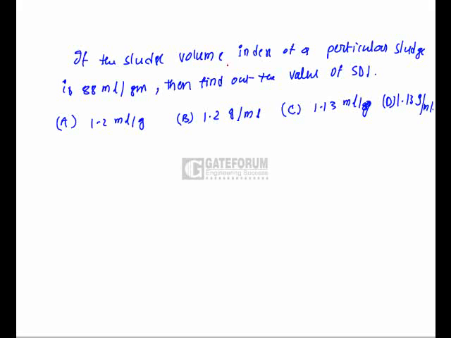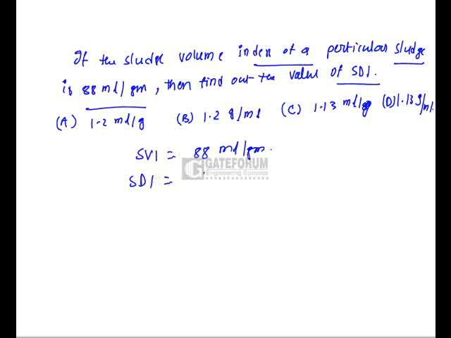If the sludge volume index of a particular sludge is given as 88 ml per gram, then find out the value of sludge density index SDI. That is SDI is equal to 100 by sludge volume index, 100 by 88, that is equal to 1.136 gram per ml. So option D is correct.